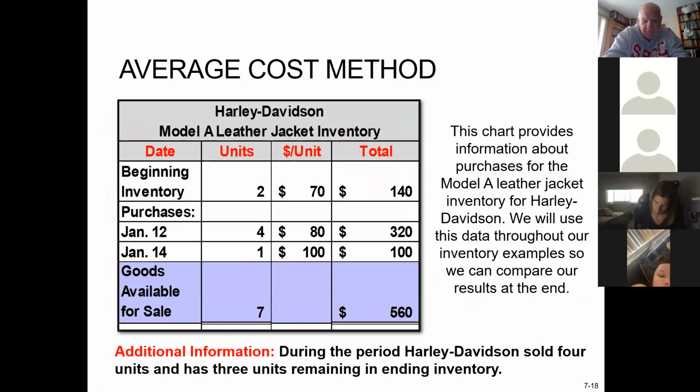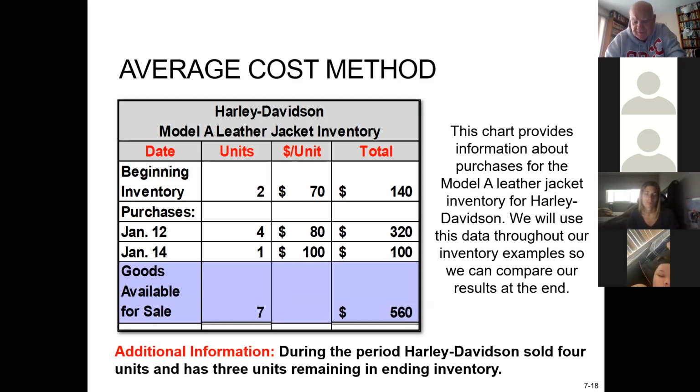Average cost method, huh? Well, this is kind of interesting. Remember, it's the average cost of what's available. So we have $560 that we can possibly sell, representing 7 items. 560 divided by 7, I believe that's $80 each. That is your average cost per unit.